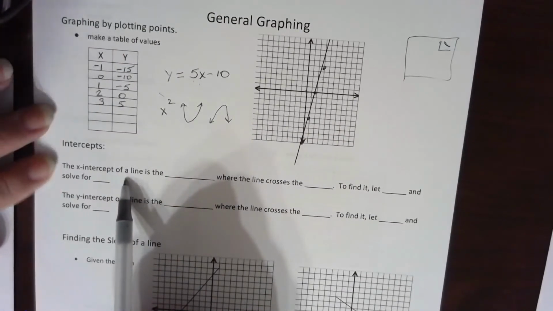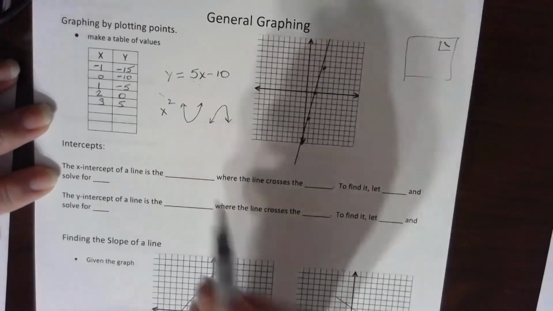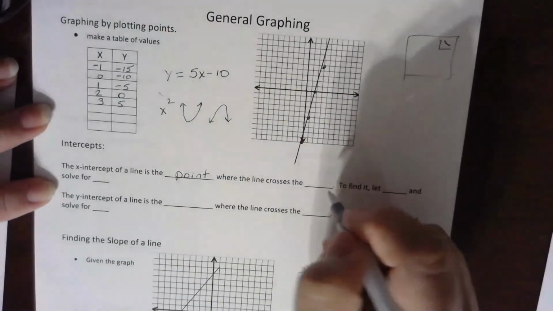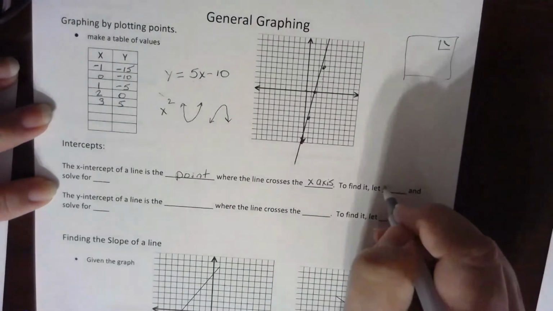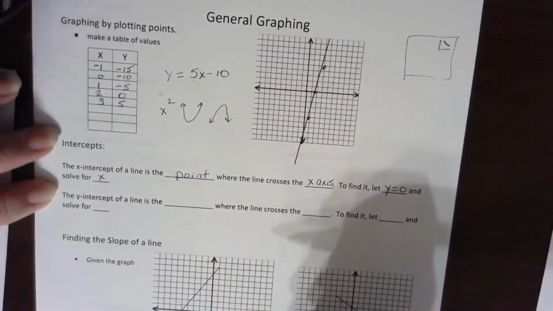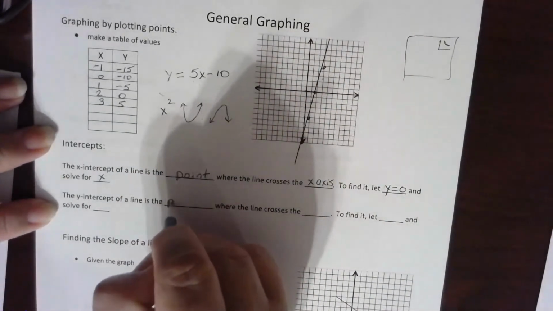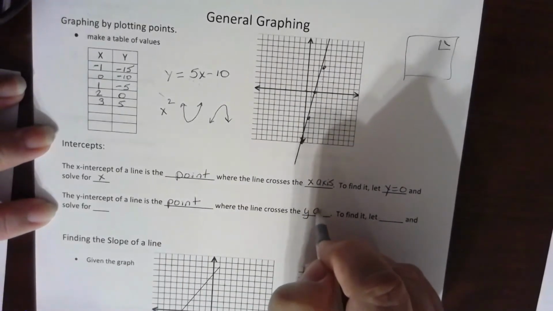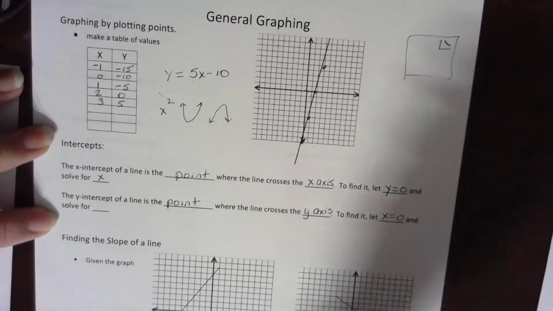Alright, so on x-intercepts, we've talked about that before, perhaps you remember that. The x-intercept of a line is the point where the line crosses the x-axis. To find it, we let y equals 0 and solve for x. And then the reverse is true. The y-intercept of a line is the point where the line crosses the y-axis. To find it, we let x be 0 and solve for y.